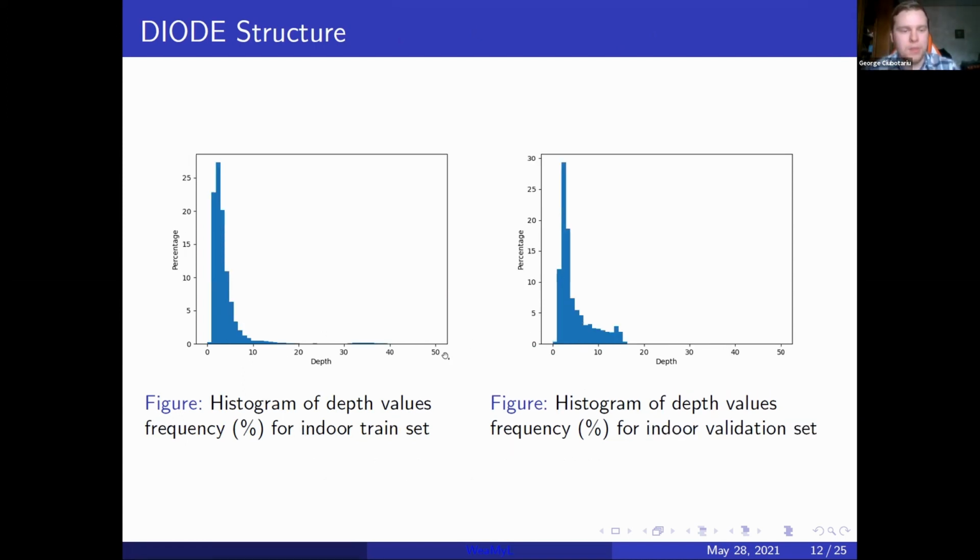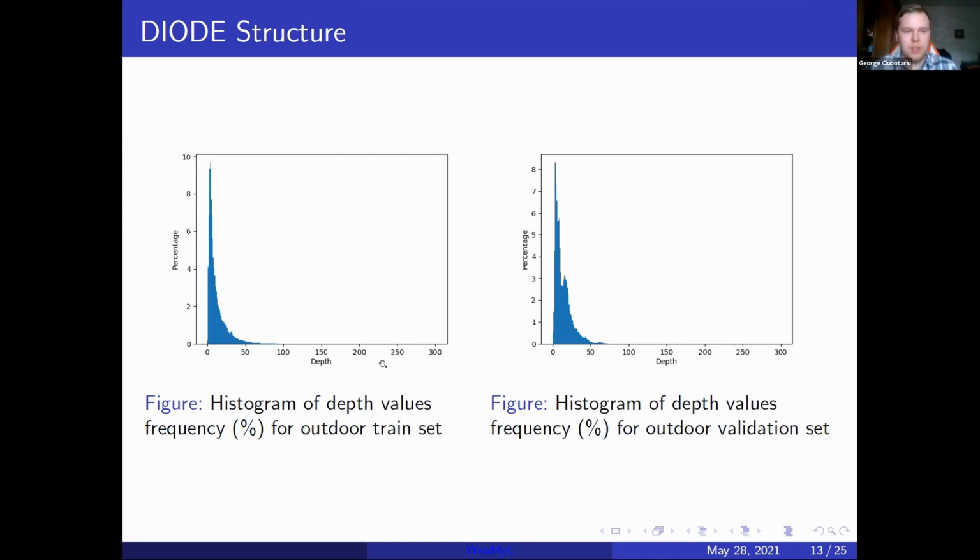And also on the indoor train set, the distribution of data focuses mostly on the 0 to 10 meters. However, there are some outliers at 30 to 40 meters or so. One reason to explain this could be that indoor images have some connections to outdoors, like windows, doors, and other glass surfaces, and the laser could see through them and record the data from outside. So there is an explanation for this.